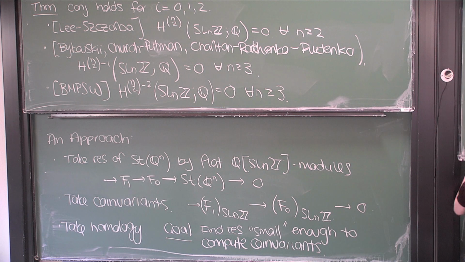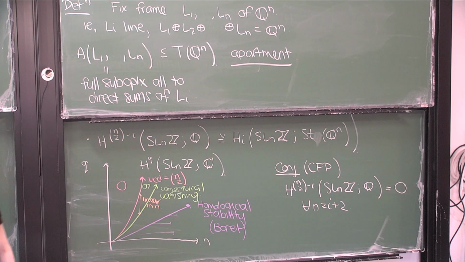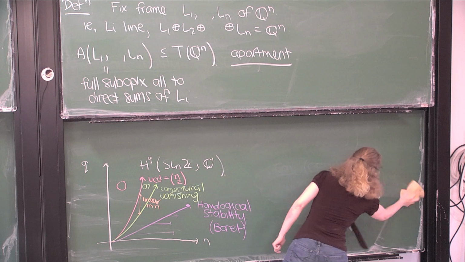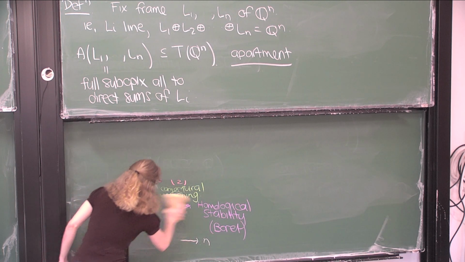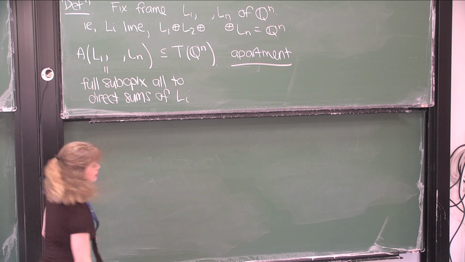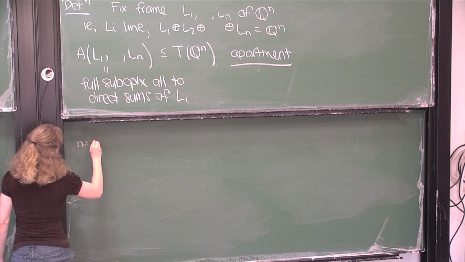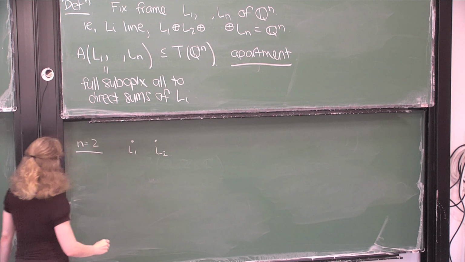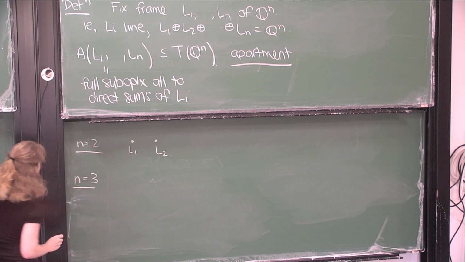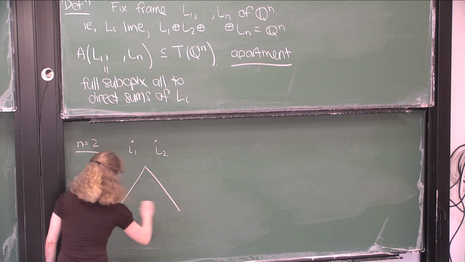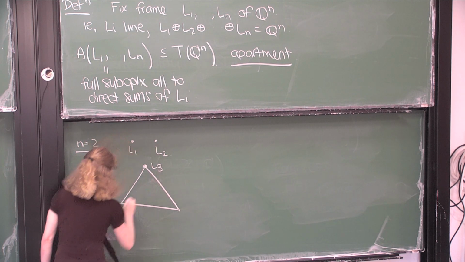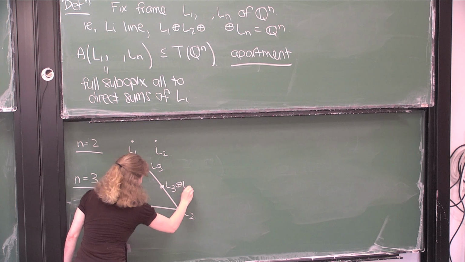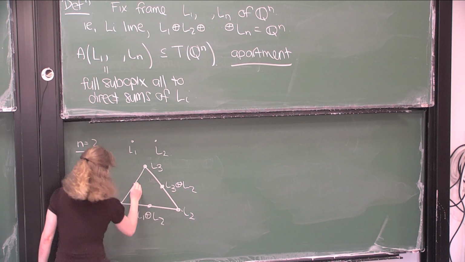So really concretely, when n equals 2, this subcomplex is just a zero sphere, a pair of points. When n equals 3, it's a circle. I have L1, L2, L3, and then L2 plus L3, L1 plus L2, L1 plus L3.